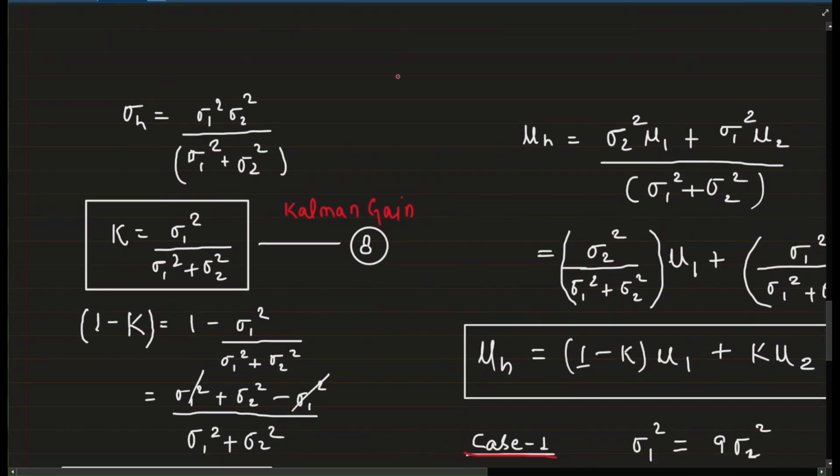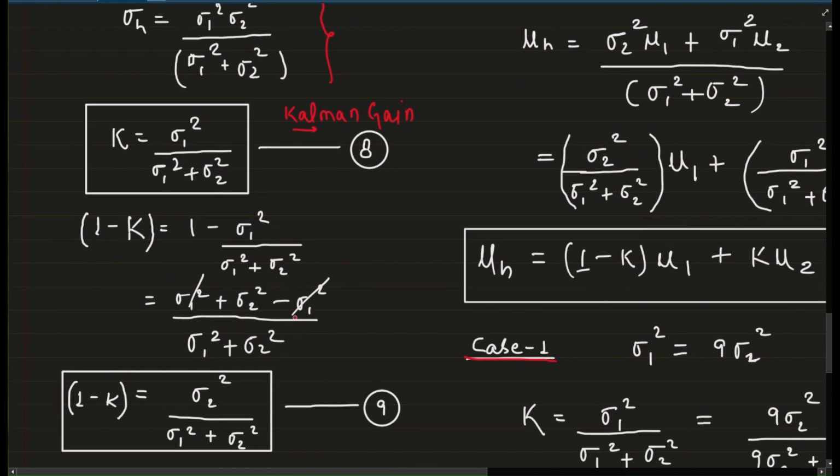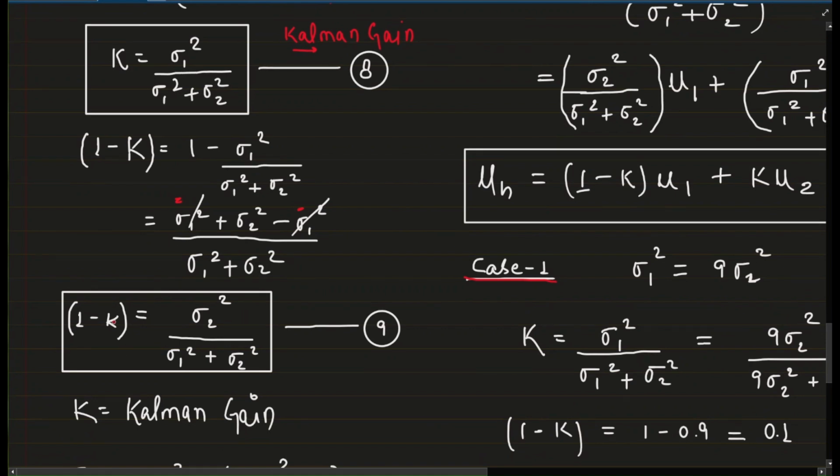So once again, I have written down the sigma h equation here, and here I have defined a variable called k, which is generally known as Kalman Gain. This has been defined in the following manner: sigma 1 square divided by sigma 1 square plus sigma 2 square. Something very interesting happens if I do 1 minus k. These terms will cancel out, that is sigma 1 square will cancel out, and sigma 2 square will come in the numerator. So this is 1 minus k.